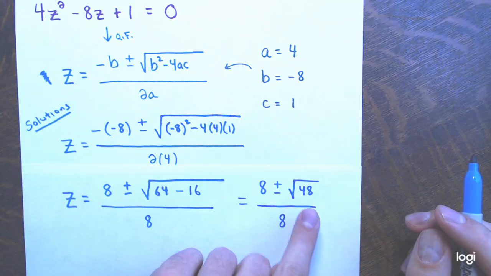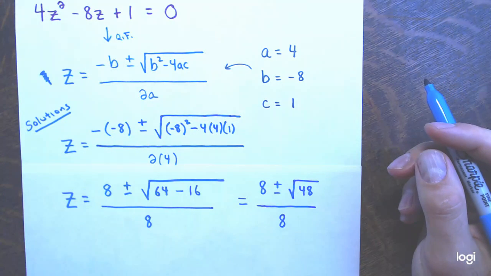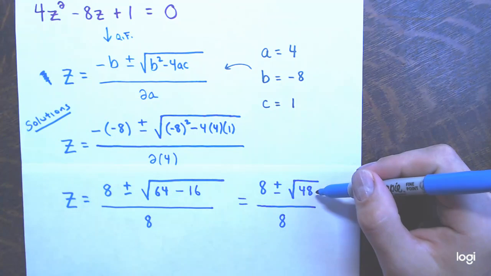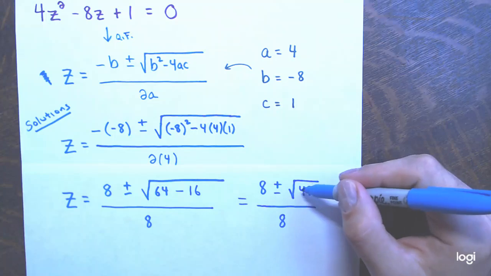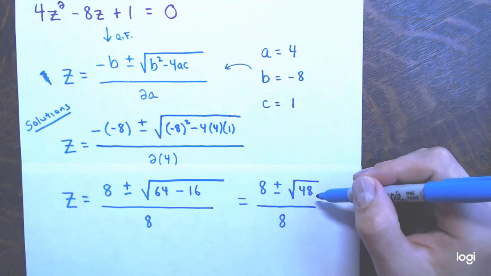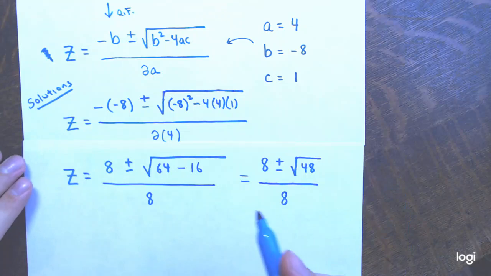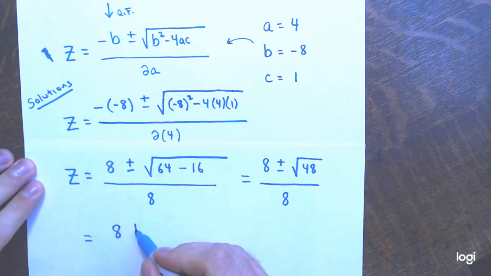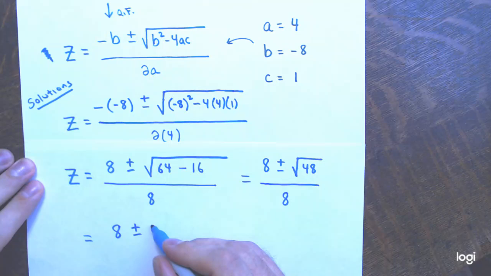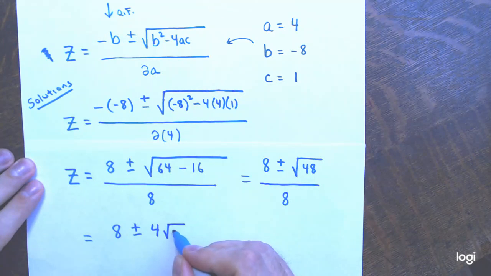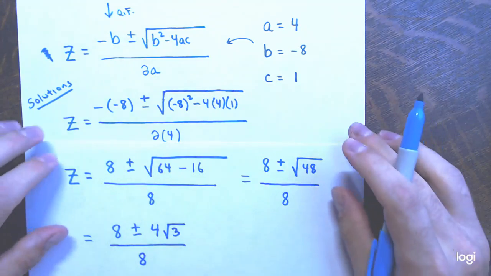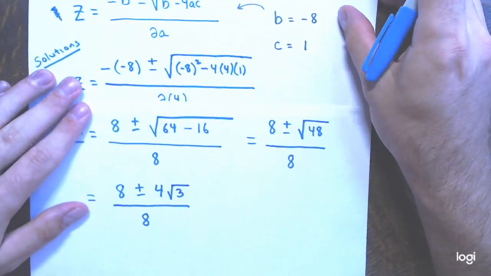The square root of 48 is not a simplified radical, because there are perfect squares other than 1 that go into 48. And in fact, 48 is 16 times 3. So I could break this up into the square root of 16 times the square root of 3, which would be 4 times the square root of 3. So 8 plus or minus the square root of 48 is equivalent to 4 times the square root of 3, all divided by 8. Alright, so I've simplified the radical.